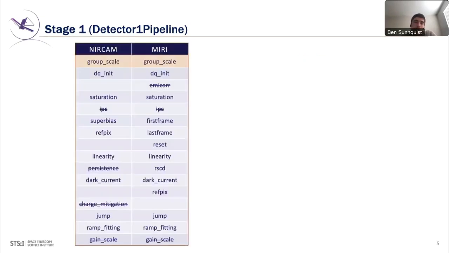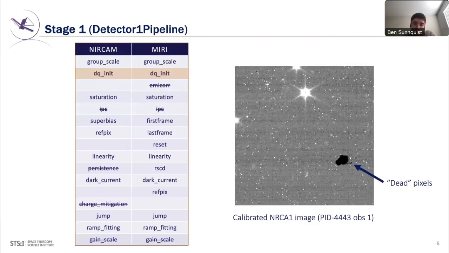The first step in stage 1 is a group scale step. It's going to correct instances where the onboard frame averaging didn't result in the proper downlink values. The data quality initialization step is going to flag known bad pixels, or any of those that have known strange up the ramp behaviors, like the dead pixels shown here.